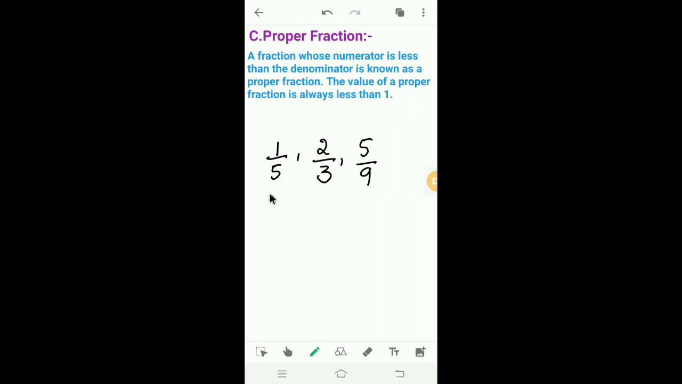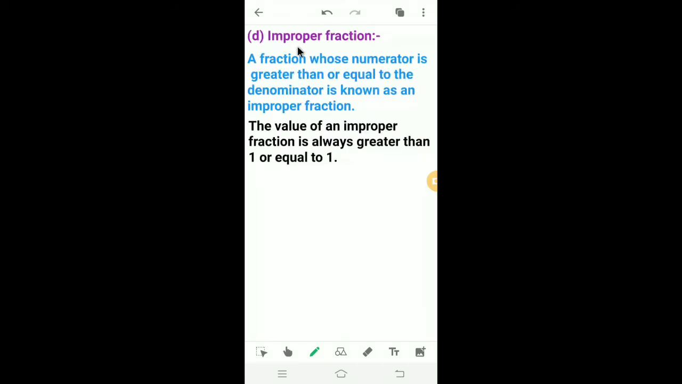So this type of fractions are called proper fraction. A fraction whose numerator is less than the denominator is known as a proper fraction. The value of a proper fraction is always less than 1. Let's learn the fourth type of fraction, that is improper fraction.